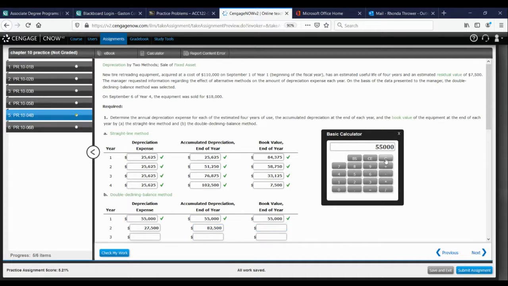And then I'll figure the book value, which was 110,000. That's your cost, minus 82,500. And that'll give you 27,500 book value.